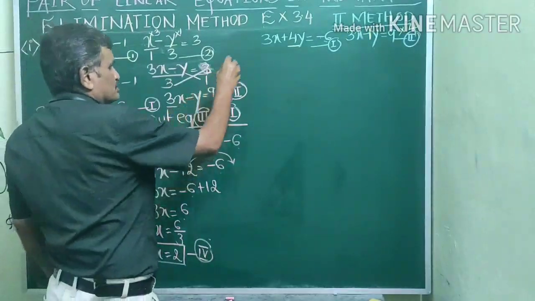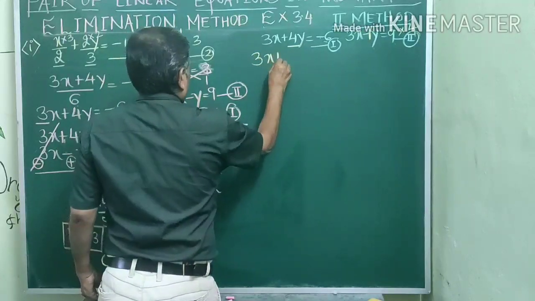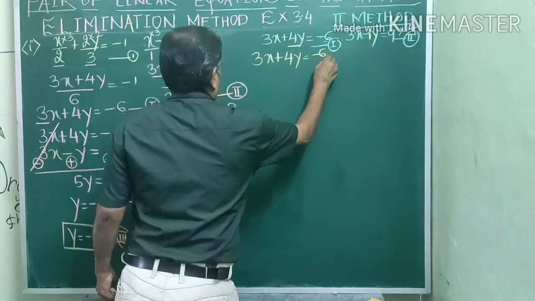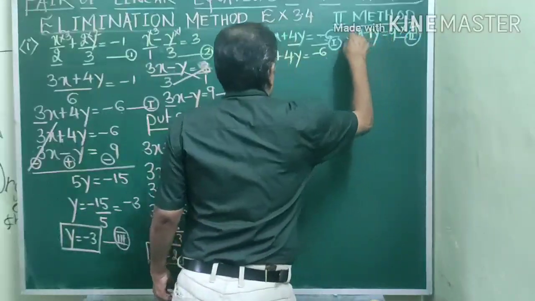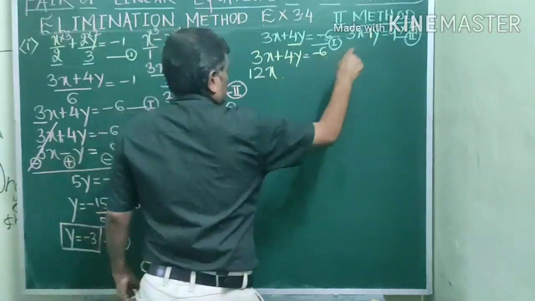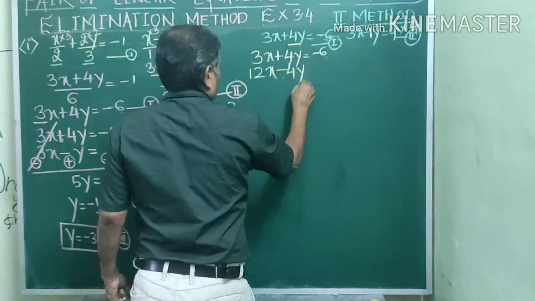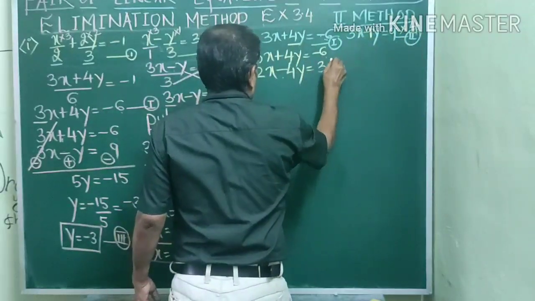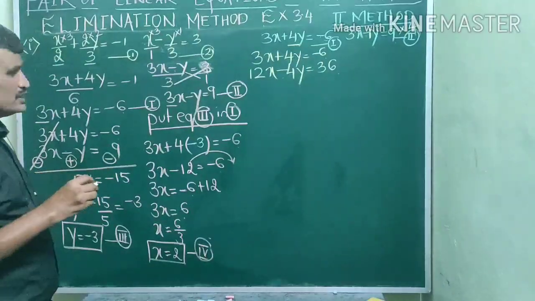So what happens here is, this becomes 3x plus 4y is equal to minus 6. In that equation, 4 into 3 is 12x, plus of minus is minus, so minus 4y is equal to 4 into 9, which is 36. Now let us see what happens.